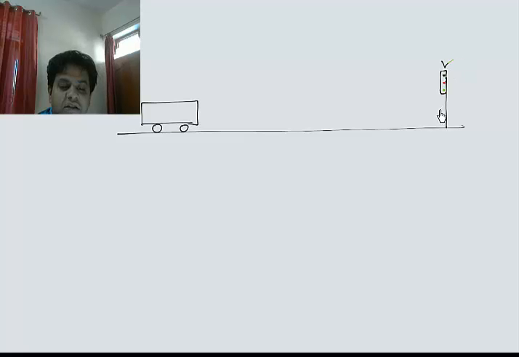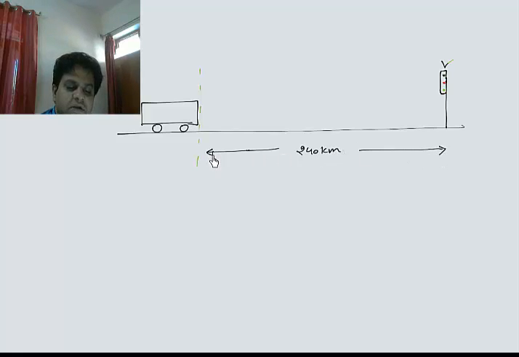Maybe there is a bird sitting here on the signal. As soon as the train crosses this pole, which is at a distance of around, let's say, 240 kilometers. This is a sort of hypothetical question. The motion of the train is with speed 30 km per hour, and the speed of the bird is, let's say, around 50 kilometers per hour.